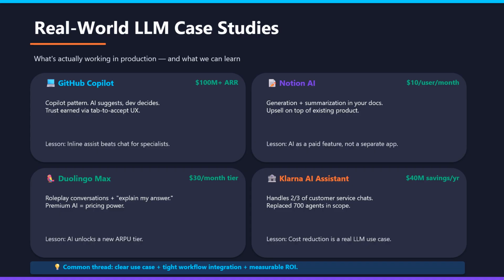Klarna AI Assistant, $40 million in savings per year, and handles two-thirds of customer service chats. Replaced 700 agents in scope. The lesson is cost reduction is a real and massive LLM use case. The common thread at the bottom is clear use case, tight workflow integration, and measurable ROI. So every successful LLM product has all three.